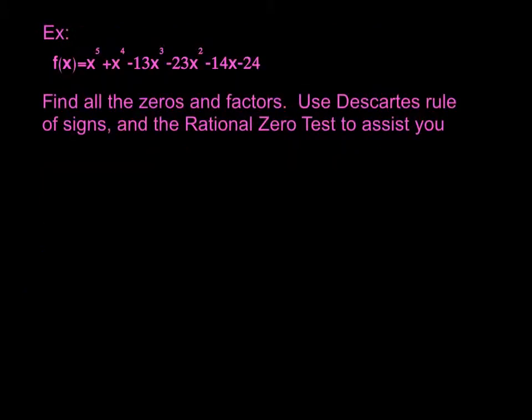Okay, next example. f of x equals x to the 5th plus x to the 4th minus 13x cubed minus 23x squared minus 14x minus 24. I want to find all the zeros and factors. I want you to use Descartes' rule of signs and the rational zero test to assist you. So first things first, I'm going to see how many zeros I have of what kind. So first I'm going to use Descartes' rule of signs.